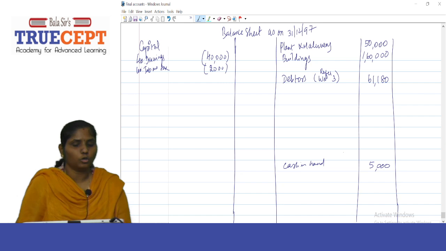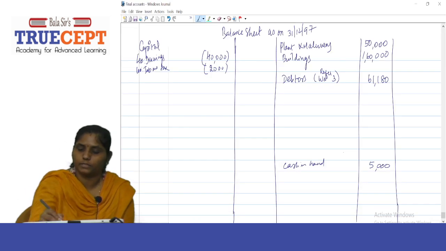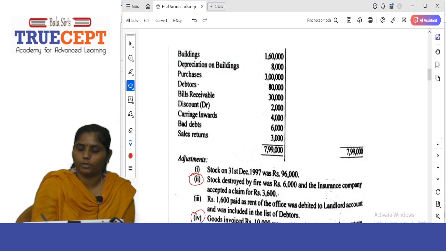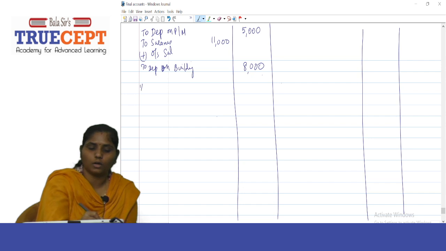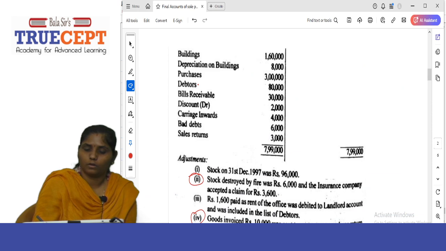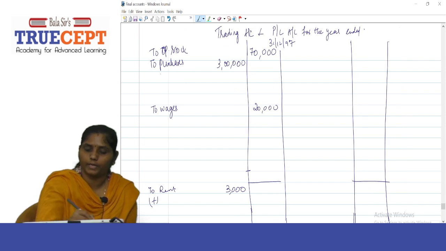Clear? Now go to the next item in the trial balance. You have bills receivable 30,000. Okay. Next. After bills receivable you have discount debit. So it will come in the profit and loss account, discount. How much? 2,000. Then carriage inward. I'm going to write 4,000 in the trading account, carriage. How much? 4,000, right? Carriage 4,000.